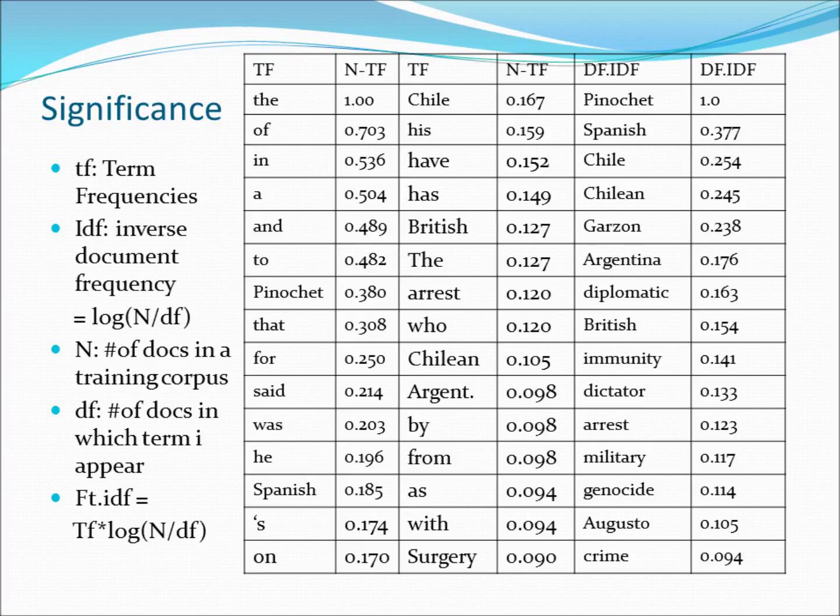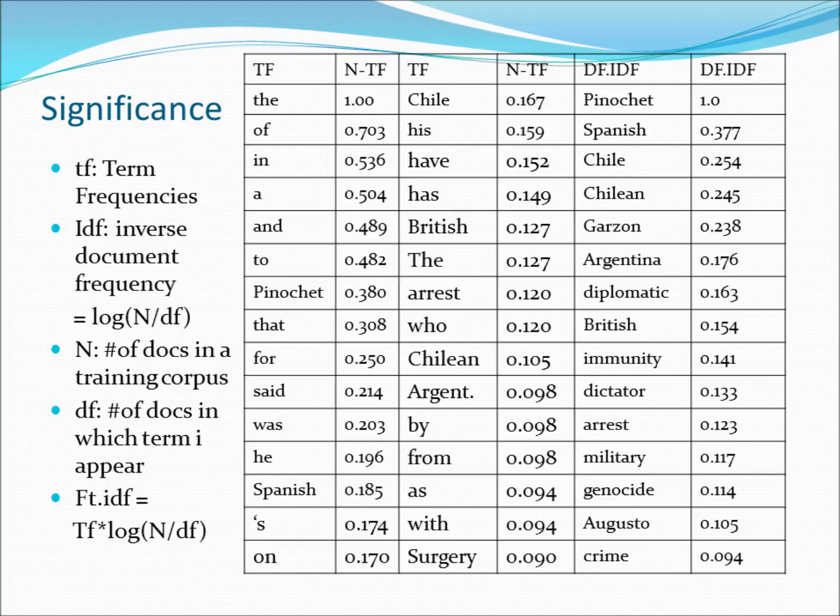That means if every article uses the same word, that word doesn't count. Because if everybody uses it, N over DF is 1, right? Logarithm of 1 is 0. Do you see? That word does not get any weight. So what counts is the term frequency multiplied by the inverse document frequency, which means I give the most weight to those rarely used words in the corpora, in the other documents.